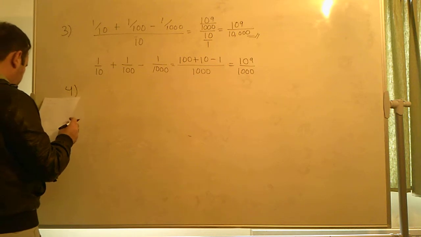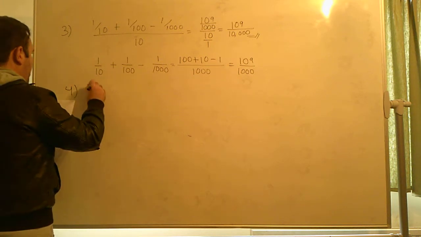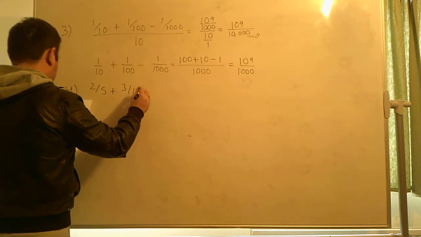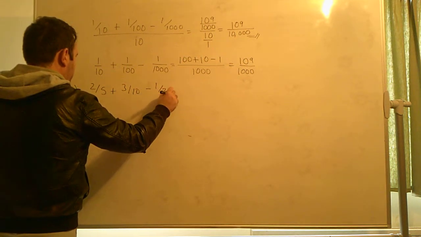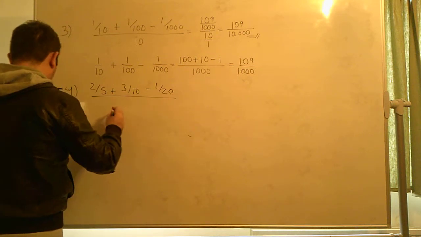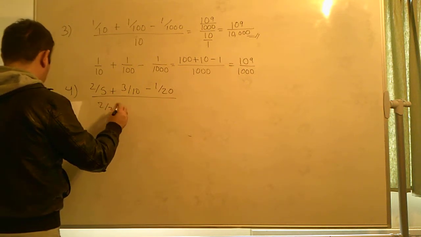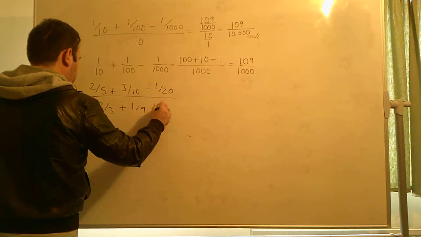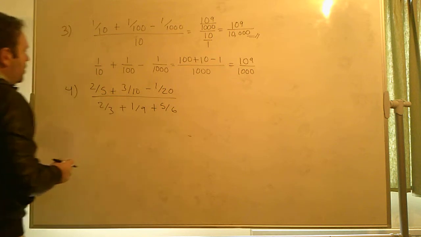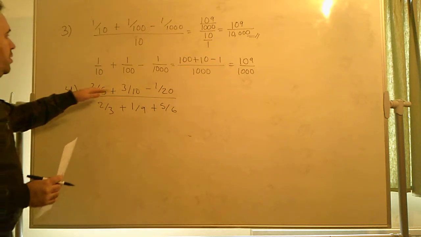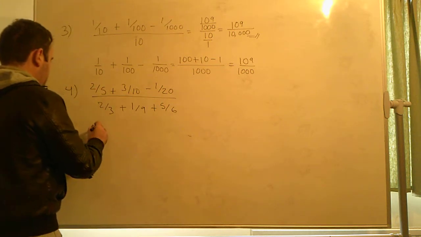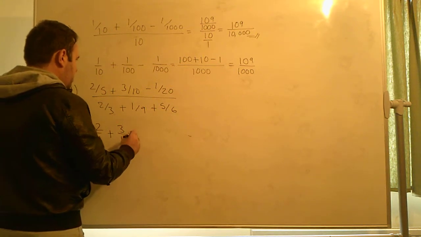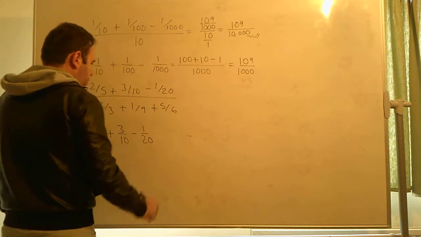Now let's try another example. 2/5 plus 3/10 minus 1/20, divided by 2/3 plus 1/9 plus 5/6. So once again we need to work with the numerator. So this will be 2/5 plus 3/10 minus 1/20.